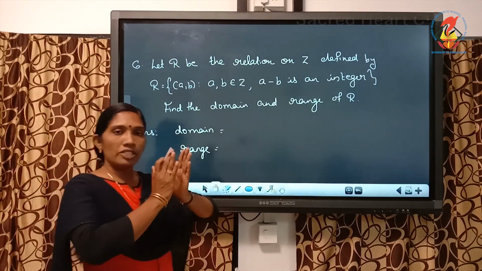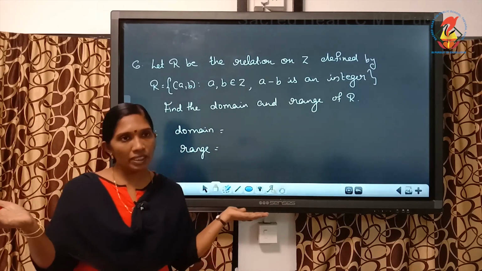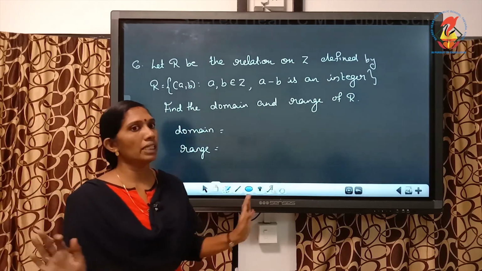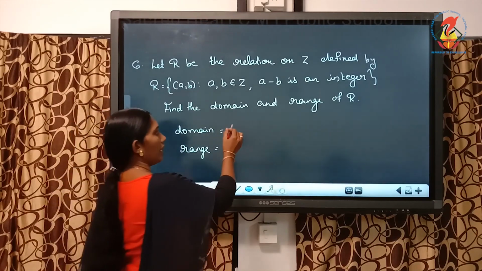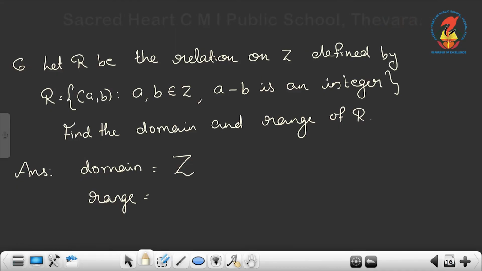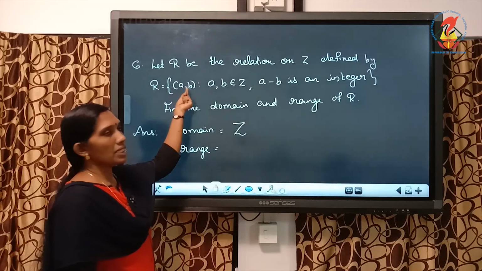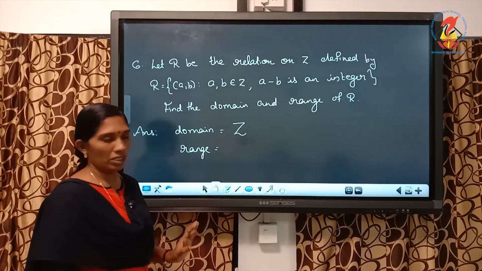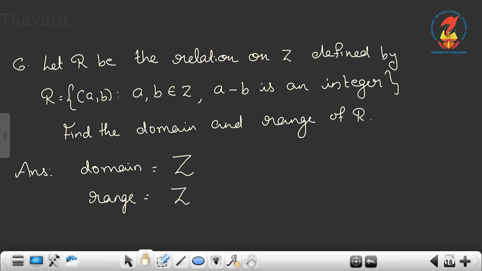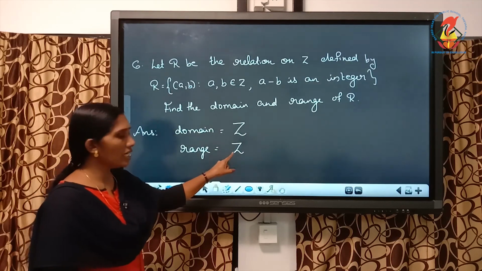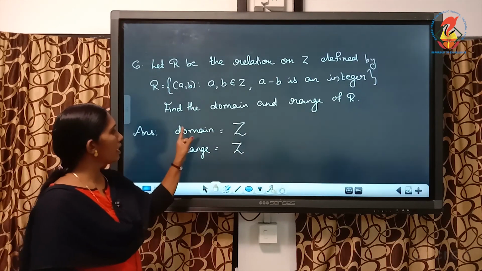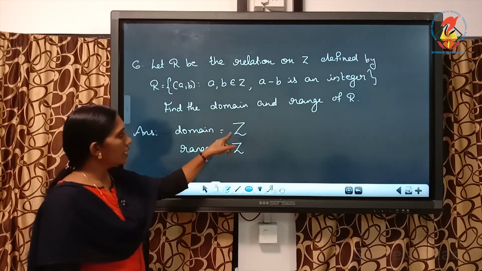The set of integers is an infinite set, infinitely many integers. So here you can write domain means set of first elements. Those first elements belong to Z. So Z is the domain. Now range means set of second elements, that is b. b is an integer, so range is also the set of integers, denoted as Z. Domain means set of integers denoted as Z.